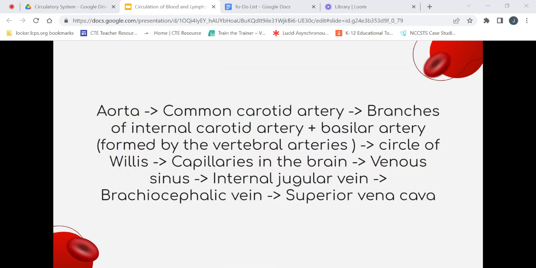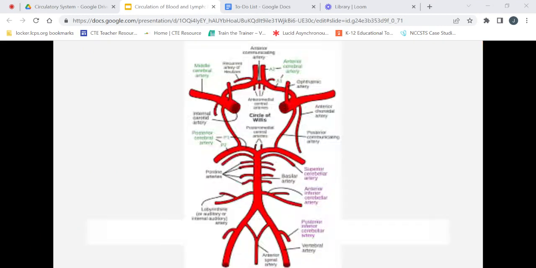And this is the flow of blood through the brain. We have a picture on this side that illustrates blood flow through the brain.